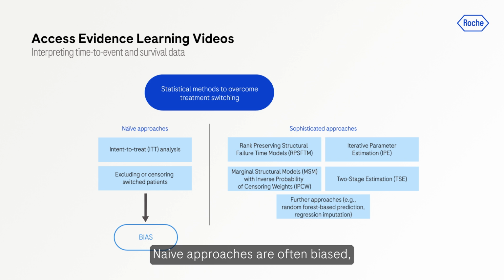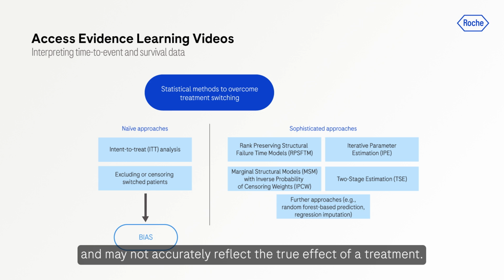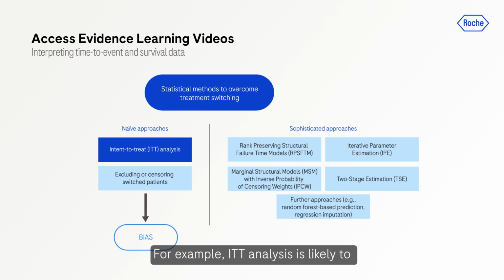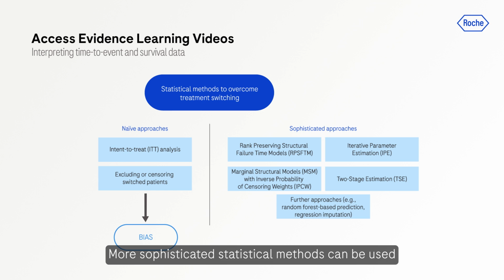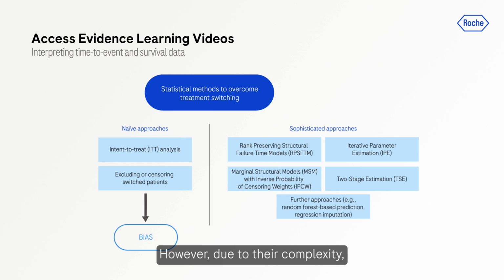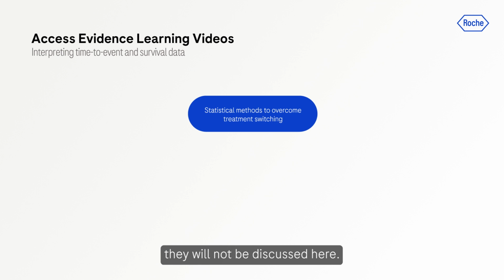Naive approaches are often biased, and may not accurately reflect the true effect of a treatment. For example, ITT analysis is likely to underestimate the benefit of a treatment. More sophisticated statistical methods can be used to overcome the impact of treatment switching, however, due to their complexity, they will not be discussed here.